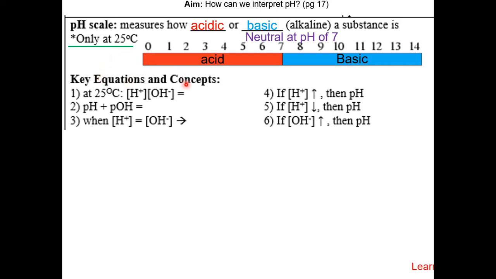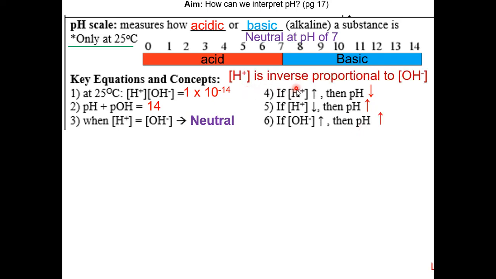Here are some key equations and concepts. At 25 degrees Celsius, the product of the hydrogen ion concentration and the hydroxide ion concentration is 1 times 10 to the negative 14. pH plus pOH is 14. When hydrogen ion concentration is equal to the hydroxide ion concentration, it is neutral. If the hydrogen ion concentration increases, then pH will decrease. If the hydrogen ion concentration decreases, then pH will increase. If the hydroxide ion concentration increases, then pH will increase. Hydrogen ion concentration is inversely proportional to hydroxide ion concentration.